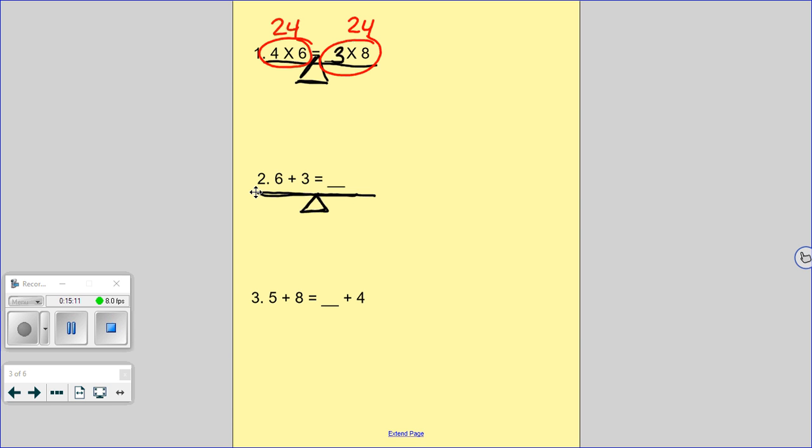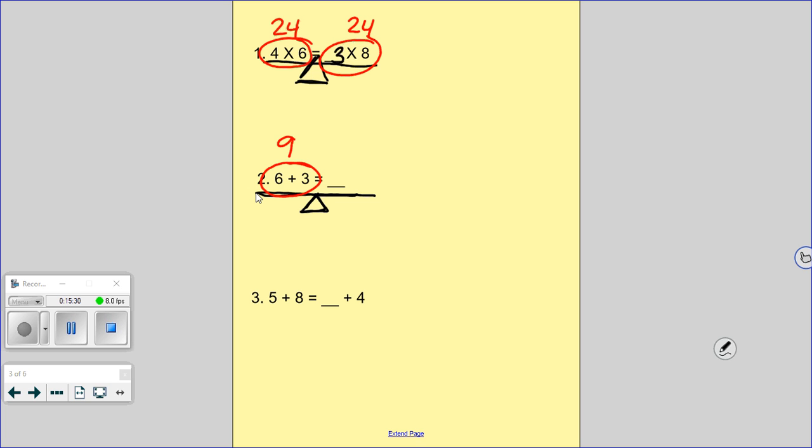Mason, quick color in your notebook. What is 6 plus 3? That might be helpful to know, so I can figure out a number that's going to be equal to that. Bria? It is 9. So what number do you think I could put on this side? 9. I could put 9.